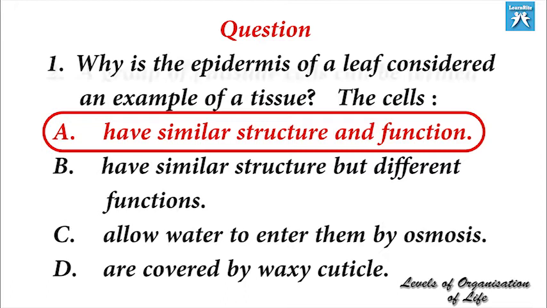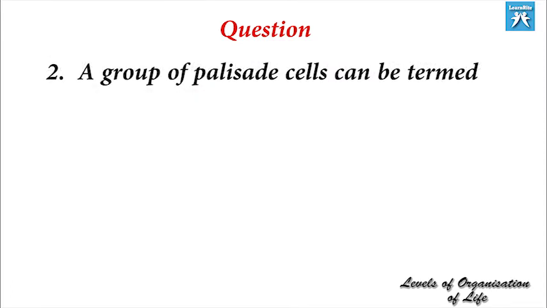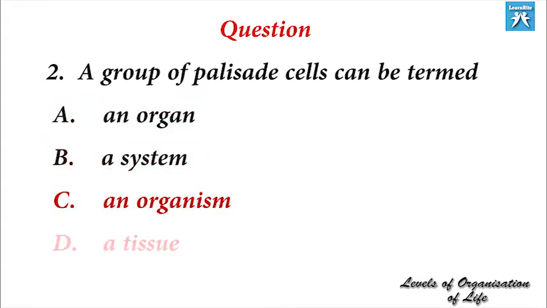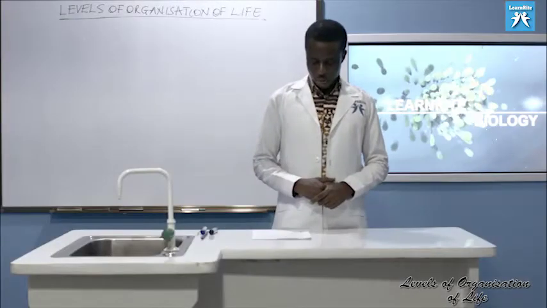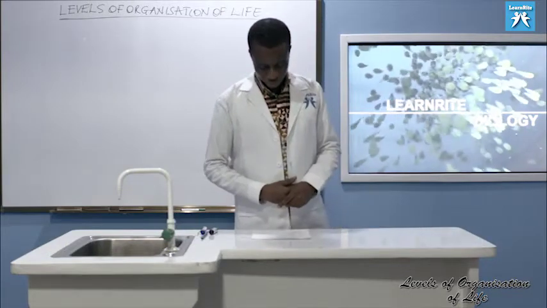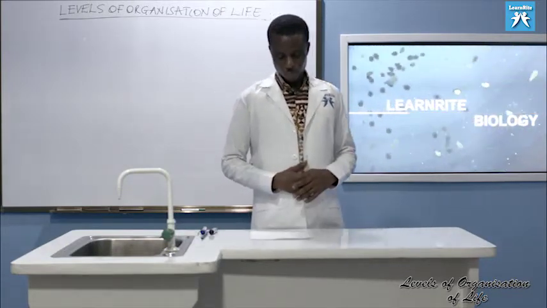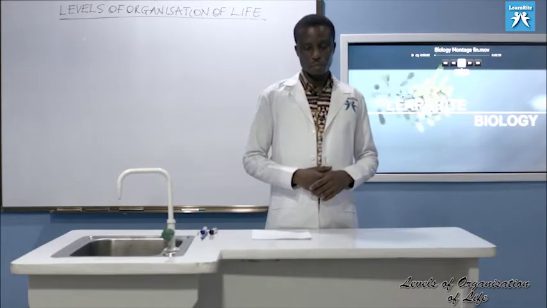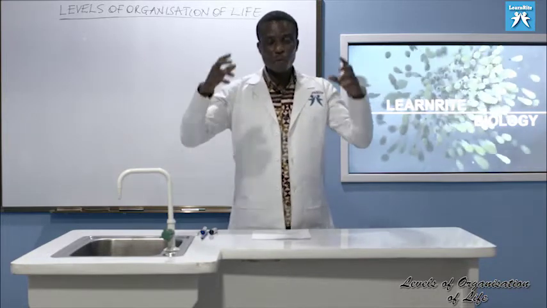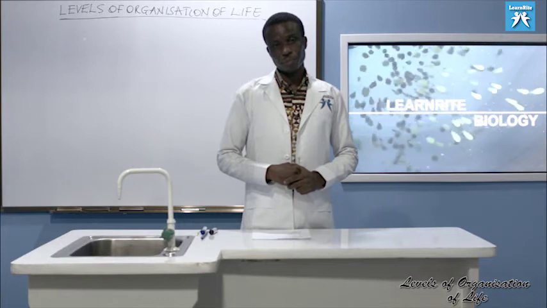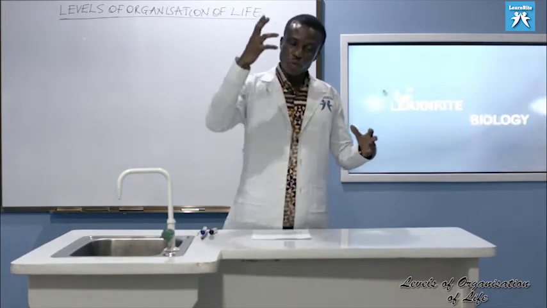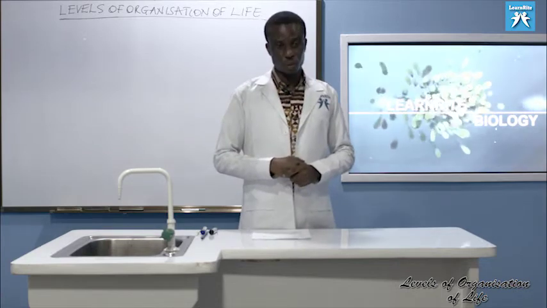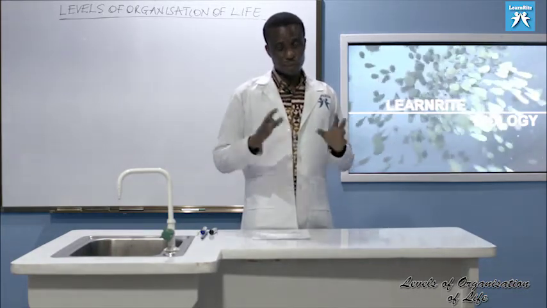Next question. A group of palisade cells can be termed A, an organ, B, a system, C, an organism, D, a tissue. Don't forget, a leaf is an organ. The shoot is a system. The whole plant is an organism. But the leaf is made up of epidermis, palisade tissue, made up of palisade cells. The mesophyll, we have two layers, palisade mesophyll and spongy mesophyll. I hope you understand that.